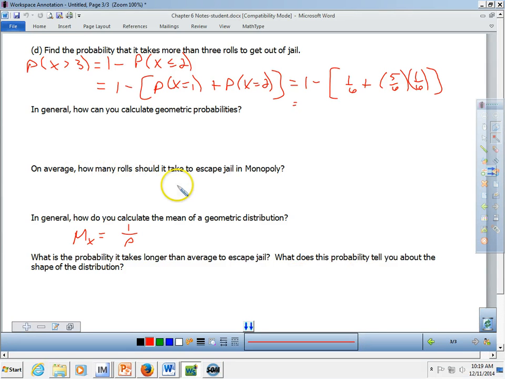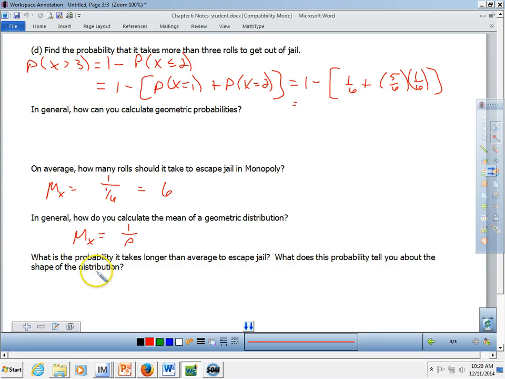So, on average, how many rolls should it take to escape jail in Monopoly? Well, on average, it should take you 1 over 6. That's your success rate. Now, how do you simplify this? You can't have a fraction in the denominator, so you multiply it by its reciprocal. You get 6 times 1, and this becomes 6. So it should take you 6 rolls on average to get your doubles and get out of jail.